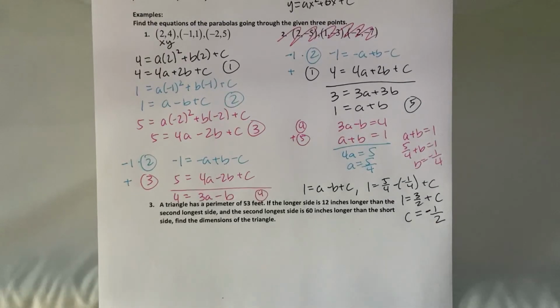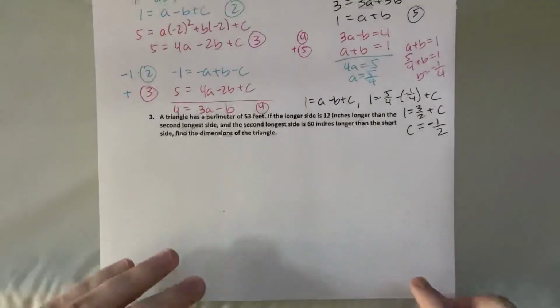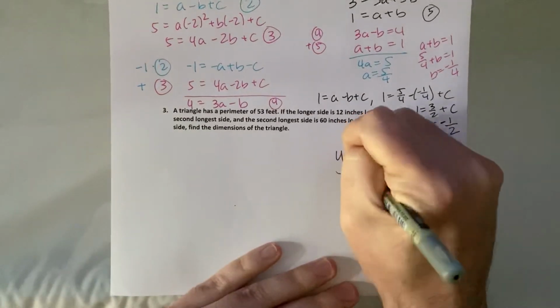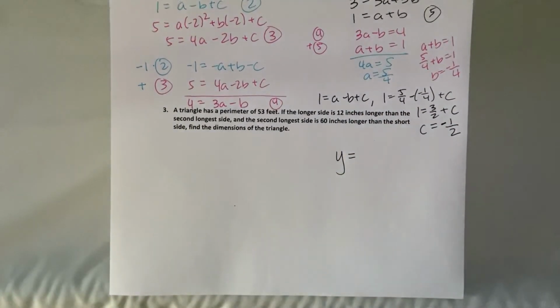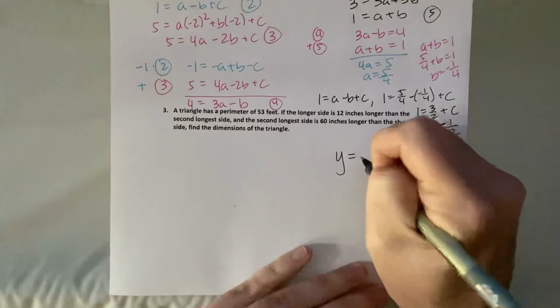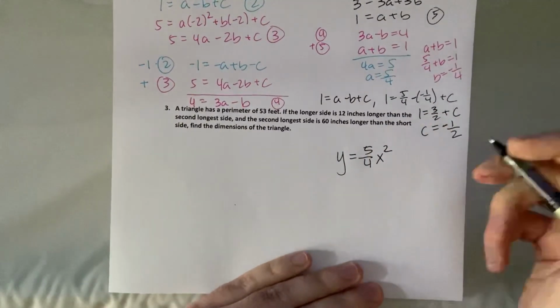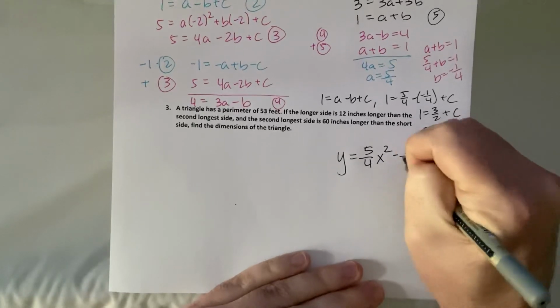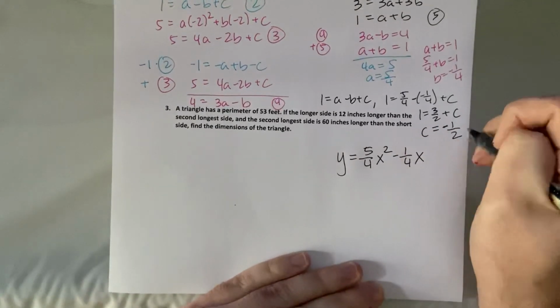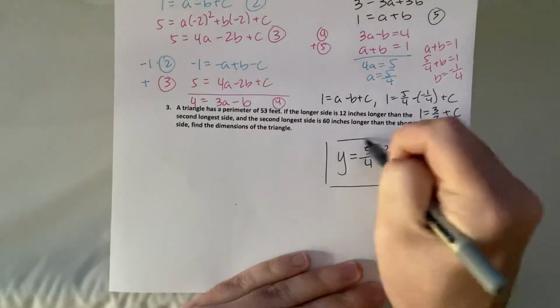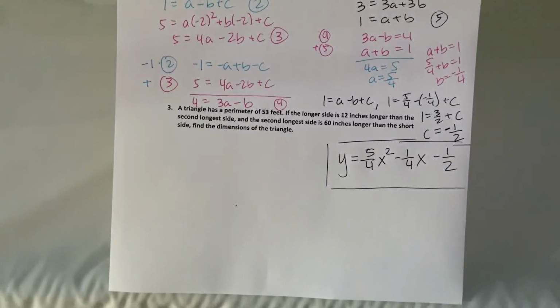And I know I'm taking up room for the last problem. The last problem's pretty easy, and I think you can figure it out. So this is a y equals equation. Of course, a goes in front of x squared, like it has in the past when we deal with parabolas. Y equals 5/4 x squared. B goes in front of x, so minus 1/4 x. C is our constant, minus 1/2. So this is the unique parabola that goes through those 3 points. And that's really all for 5.1.